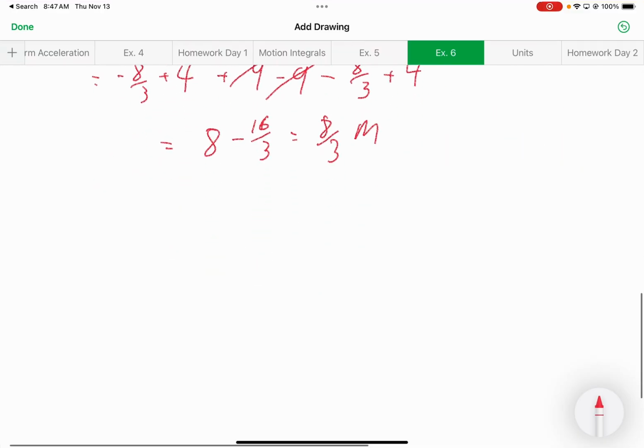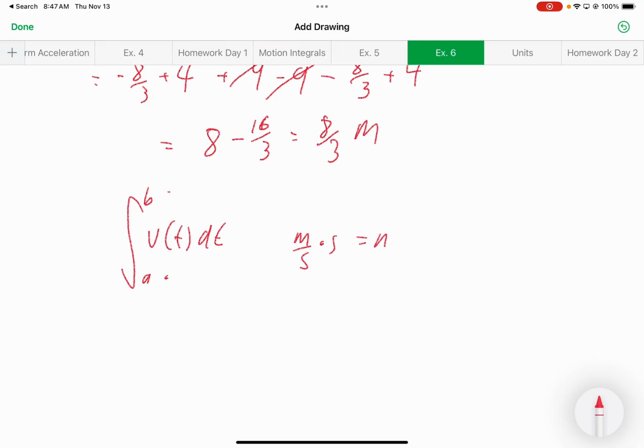General rule of thumb, if you are integrating your velocity and you've got a and b values, your units are going to be whatever your units for your velocity are, multiplied by your linear units, the units for your x value. In this case, since it was per second, my limits were in terms of seconds, so meters per second times seconds just gives me meters. So that'll be my unit of measure.